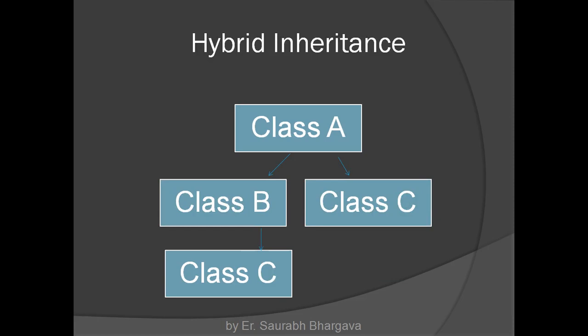Hybrid inheritance is a combination of two or more types of inheritance. Here you can see two or more combinations, class A and B. If you consider only two, then it is called single level. If you see class A, B and C, then it is called hierarchical. And if you see A, B, C in a chain, then it is called multi-level inheritance.